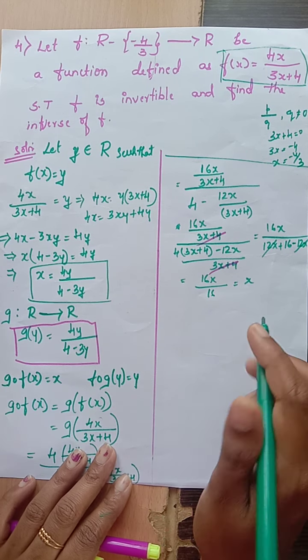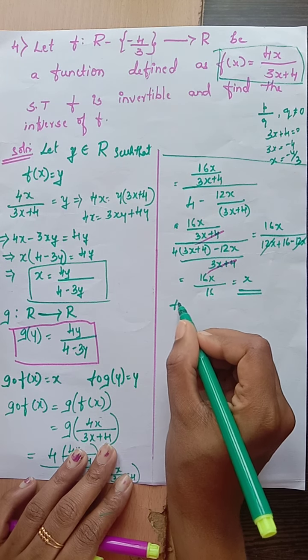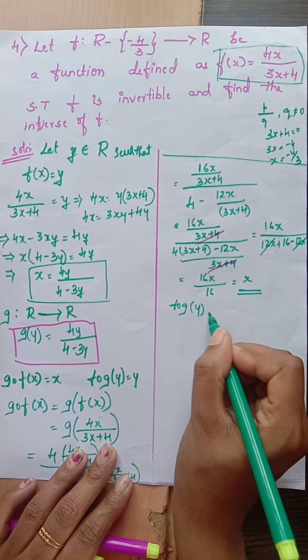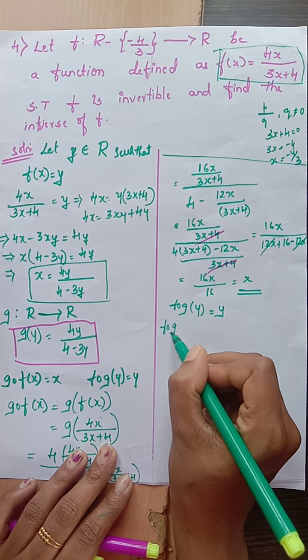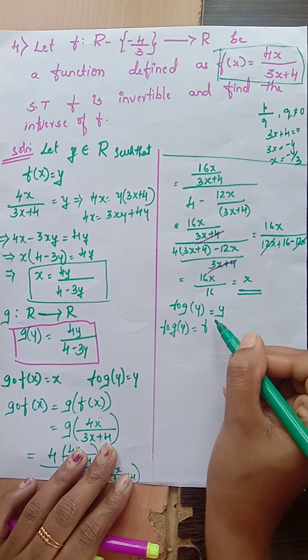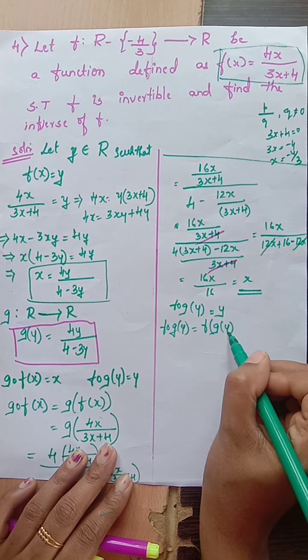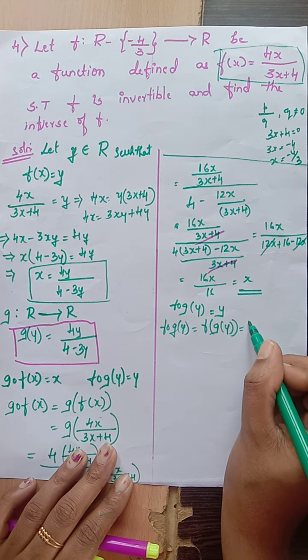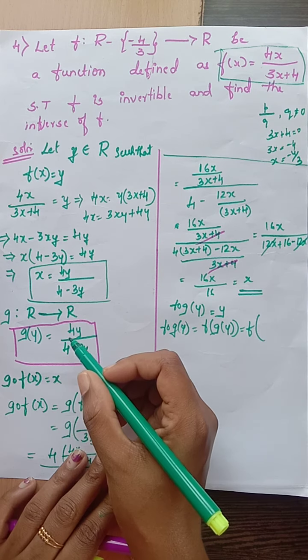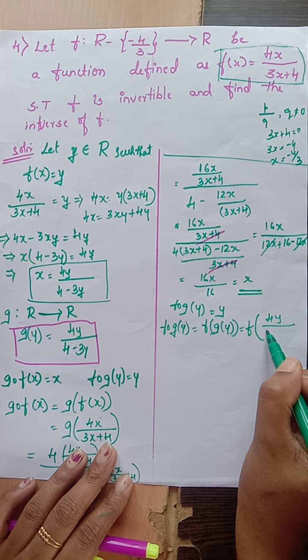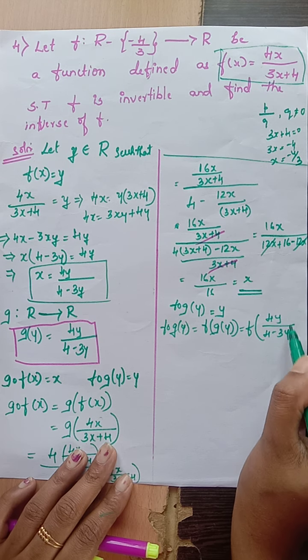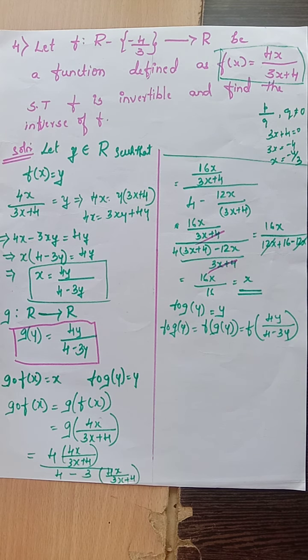Now similarly I have to show that f composition g of y is equal to y. So I'll take f composition g of y. So it is f of g of y. That is equal to f of, what is g of y? We know what g of y is. Substitute it: 4y divided by 4 minus 3y.